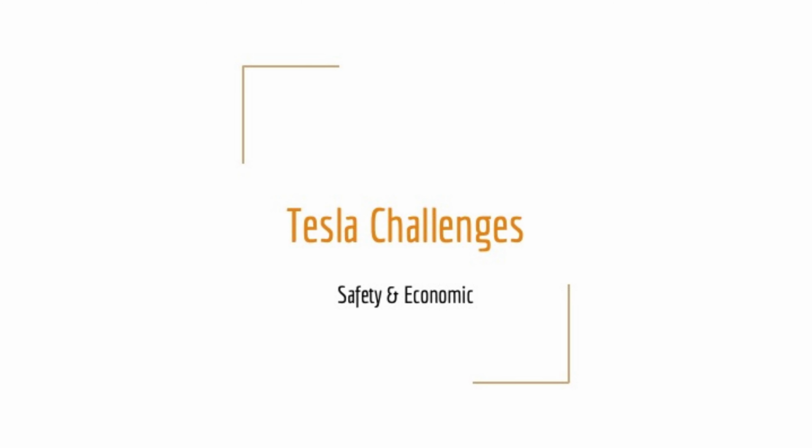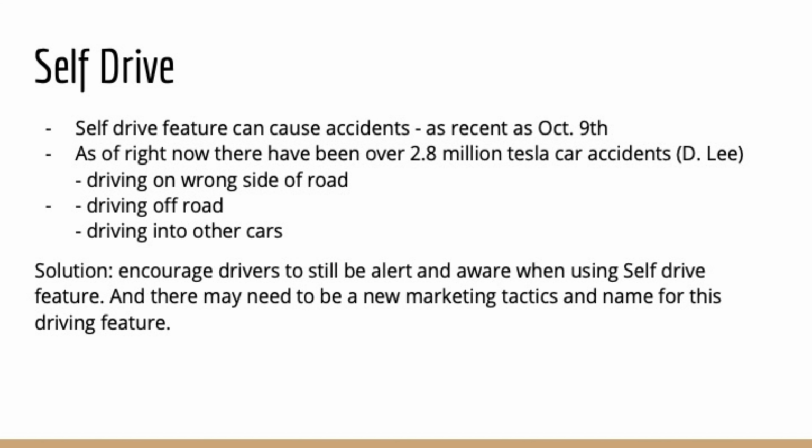As we take a look at the challenges that Tesla faces, the first one that sticks out is their self-drive feature. Their self-drive feature can cause accidents, and in fact, there was an accident on October 9th a few days ago. As of right now, there have been over 2.8 million Tesla car accidents. Those reasons consist of driving on the wrong side of the road, driving off the road, or driving into other cars. This number is slighted a little bit just because if a Tesla car gets into an accident based on driver error, it's still included into this number, but that self-drive feature definitely has an impact on the number of times that Tesla cars get into accidents.